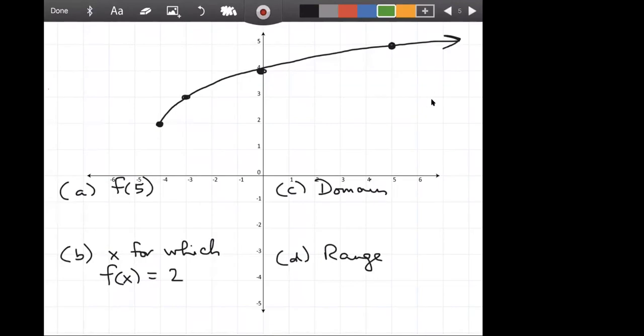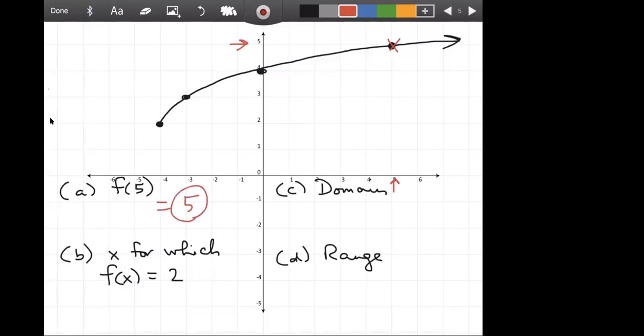All right, so I'll go through this one a little faster because I figure you've already done it. Letter A, f of 5. Go to x equals 5, which is right here. Look up and down. You notice this point is on the graph. What is the y value for that point? It is 5. So f of 5 is equal to 5.